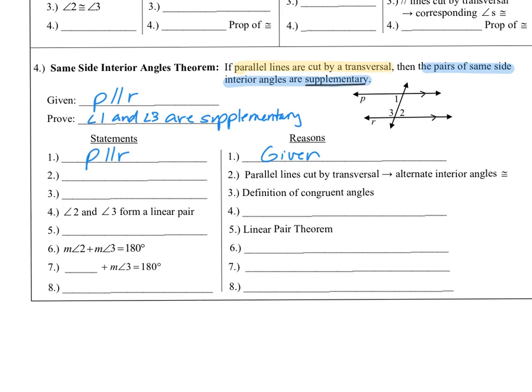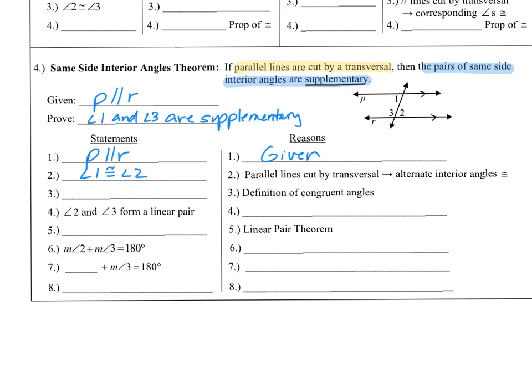All right. So now if you look at the next reason, we have this reason. Parallel lines cut by a transversal implies that alternate interior angles are congruent. So take a look at the diagram. We have a pair of alternate interior angles labeled, and those would be angles 1 and 2. So our statement number 2 is going to be that angle 1 is congruent to angle 2.